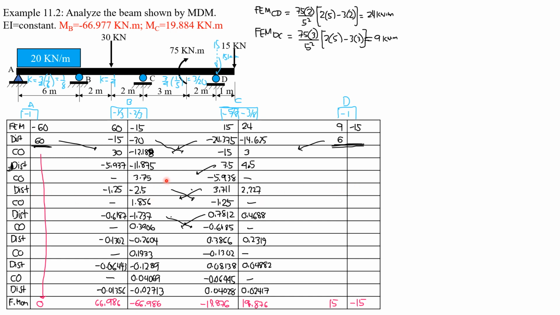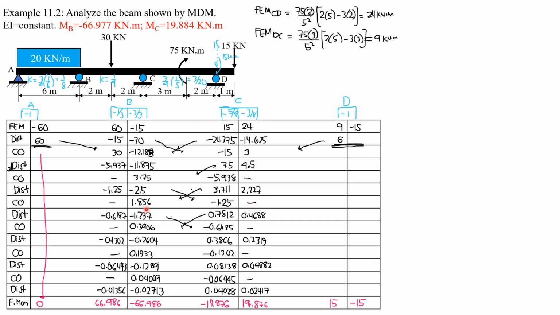So next is distribute. 3.75 times negative 1/3 is negative 1.25. 3.75 times negative 2/3, negative 2.5. So here, negative 5.938 times negative 5/8 is 3.711. Then replace 5 by 3, or negative 5.938 times negative 3/8 is 2.227. Carry over next, so none. Half of 3.711, 1.856. Half of negative 2.5, negative 1.25, and none here.